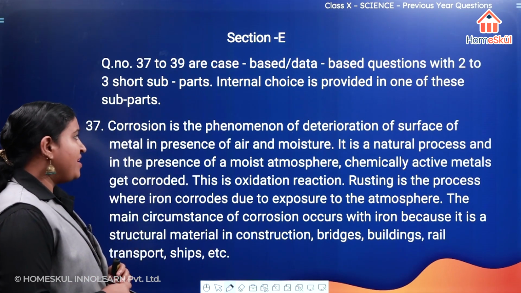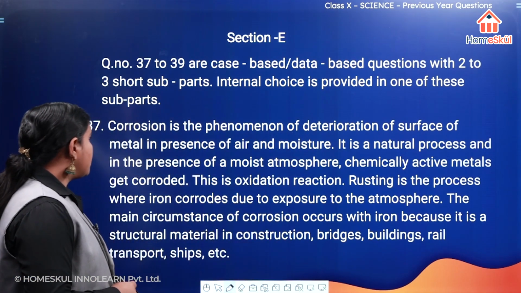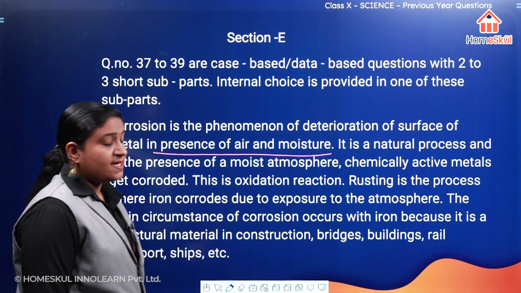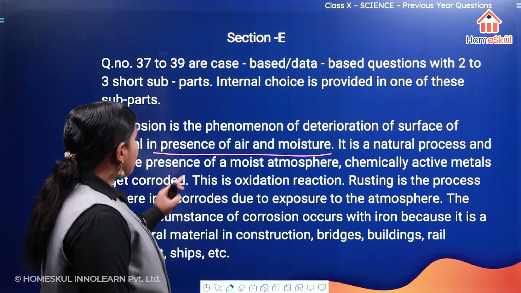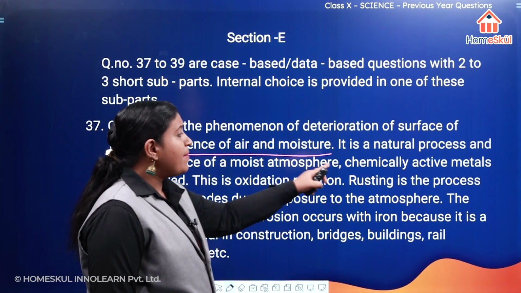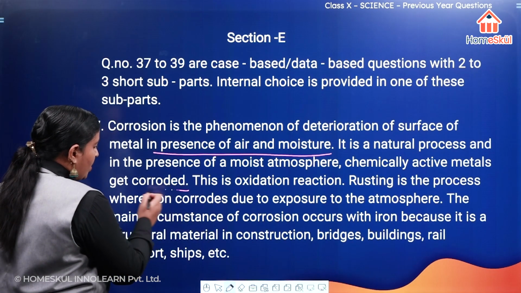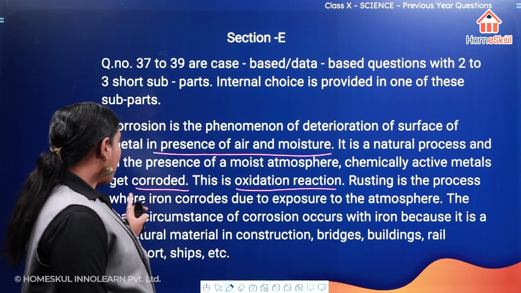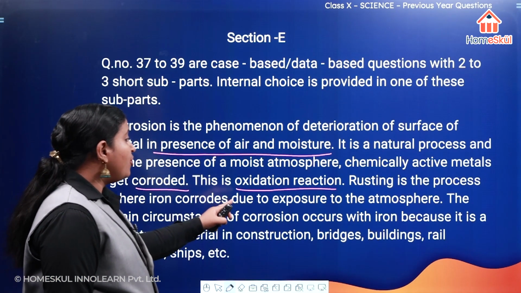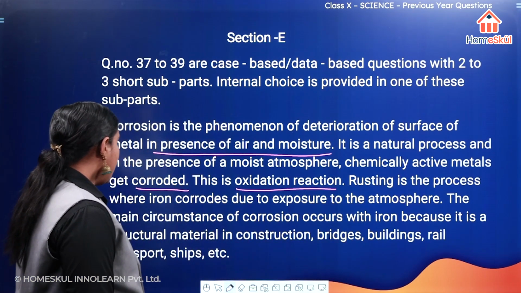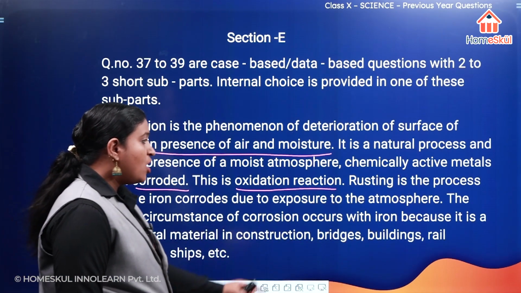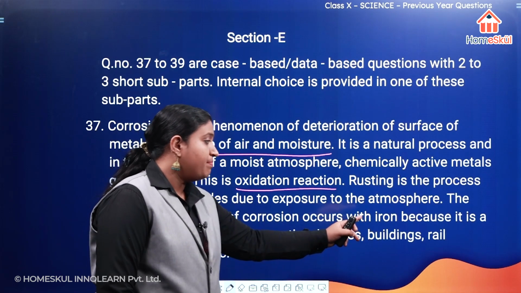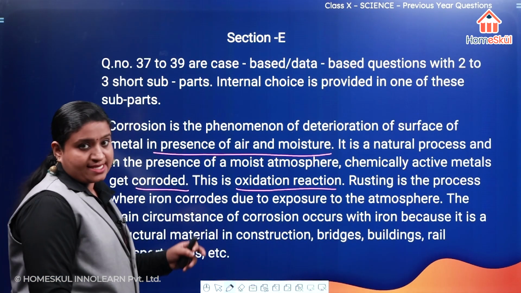37. Corrosion is the phenomenon of deterioration of surface of metal in the presence of air and moisture. It is a natural process, and in the presence of a moist atmosphere, chemically active metals get corroded. This is an oxidation reaction. Rusting is a process where iron corrodes due to the exposure to the atmosphere. The main circumstance of corrosion occurs with iron because it is a structural material in construction, bridges, buildings, rail transport, ships, etc.